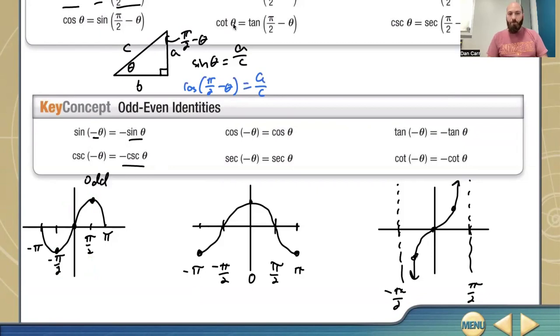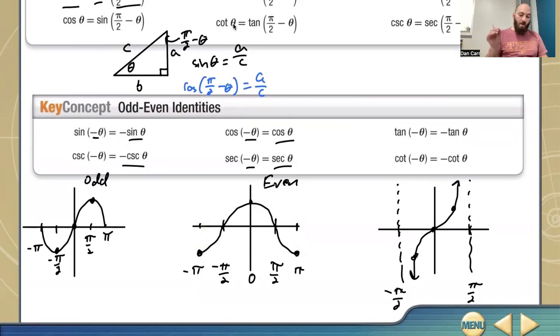But when I look at cosine and secant, the cosine of negative theta is just cosine. The secant of negative theta is just secant. The reason why is because we have even symmetry here. What that means is, let's say I go all the way out to pi, that gives me a negative 1. So the cosine of pi is negative 1. The cosine of negative pi is also negative 1. It's the same value both ways. So with that even symmetry, the input of negative theta gives the same thing.